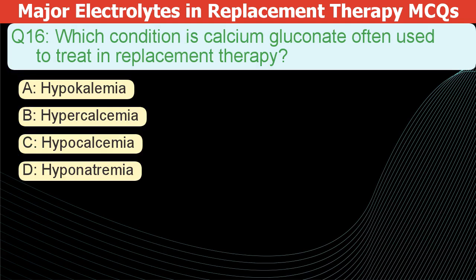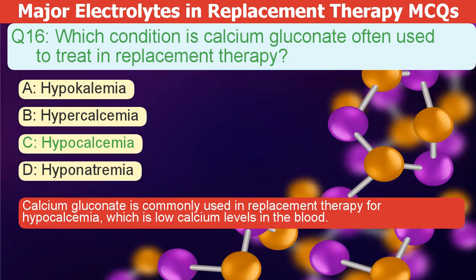Which condition is calcium gluconate often used to treat in replacement therapy? A. Hyperkalemia. B. Hypercalcemia. C. Hypocalcemia. D. Hypernatremia. The correct answer is C. Calcium gluconate is commonly used to replace calcium in hypocalcemia, which is low blood calcium.